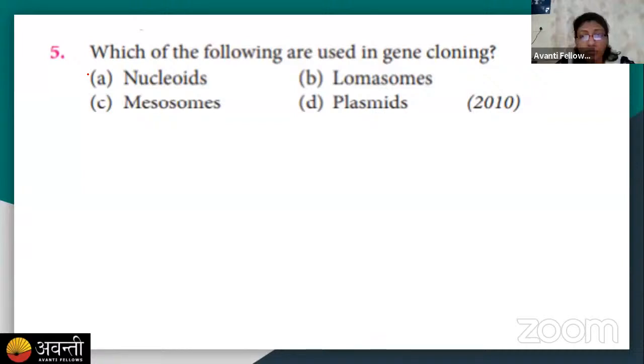So this self-replication is. So sorry. It is getting disconnected again and again.